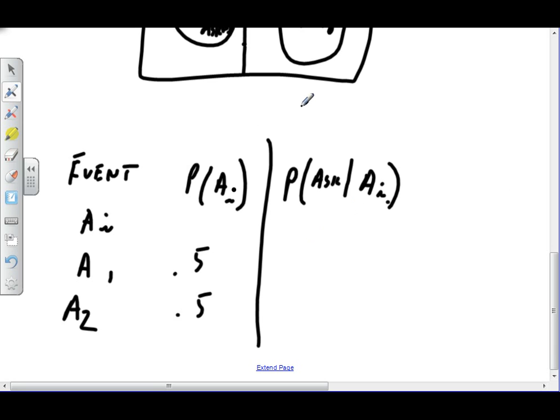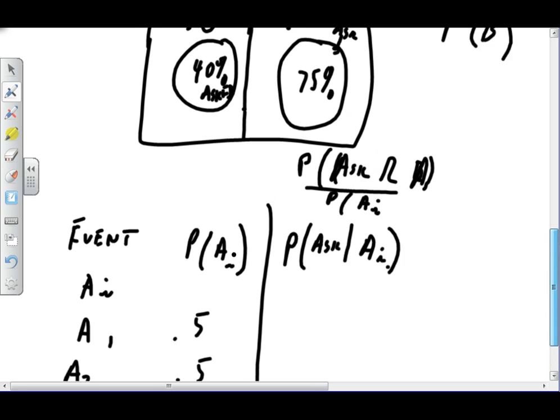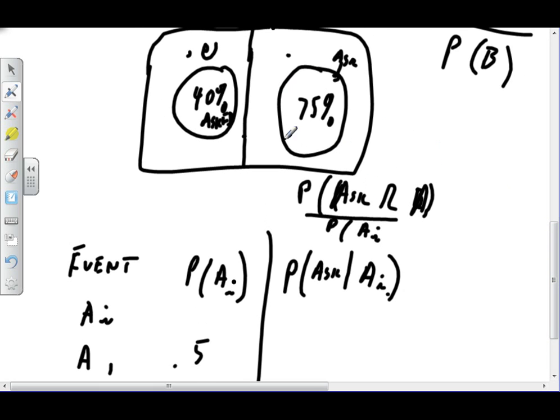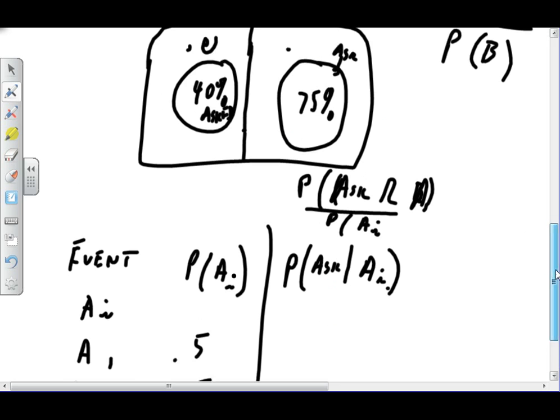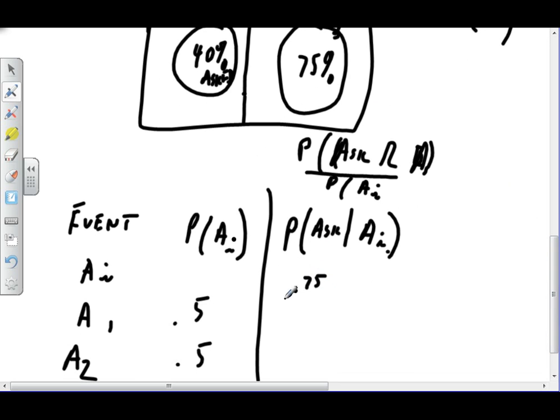So this is the probability of being asked, intersection being successful, divided by the probability of being successful. Okay, asked given successful is 0.75. So this would be 0.75 divided by 0.5, and this would be 0.4 divided by 0.5.